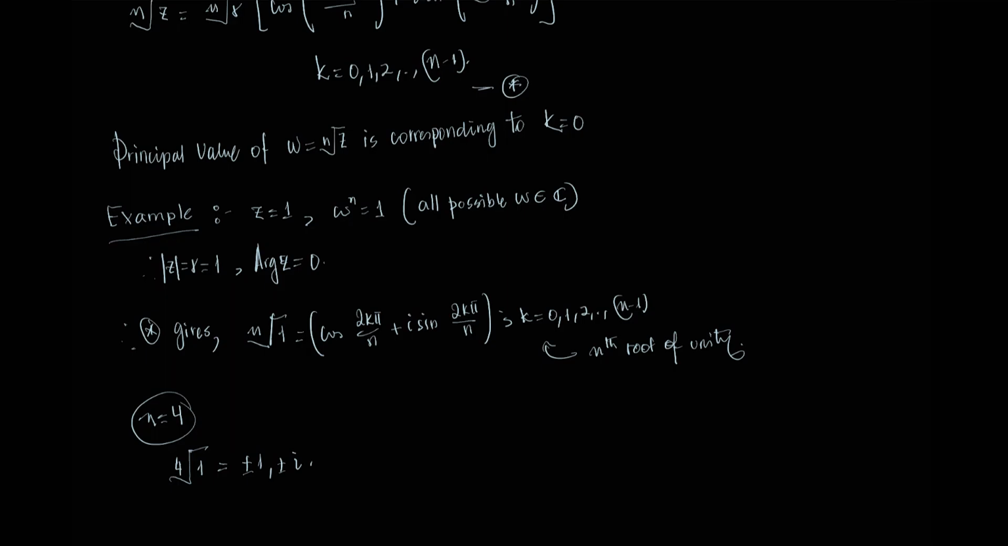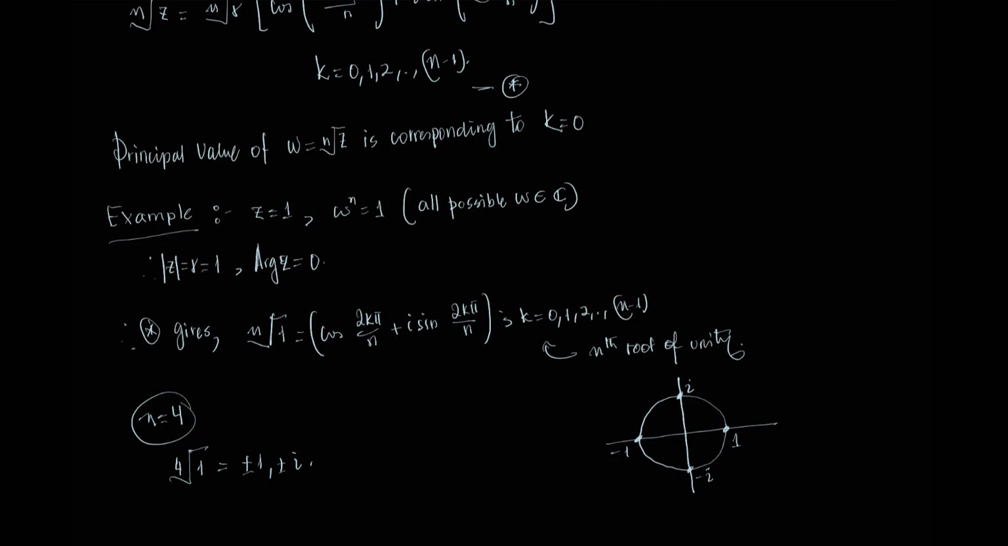Now let's look at this geometrically. Mod z is r, which is 1, so all the nth roots lie on this circle. The first root is 1, so it lies here. The second root is i, which is here. The third root is minus 1, and the fourth root is minus i. So you have 4 roots which all lie on this unit circle.